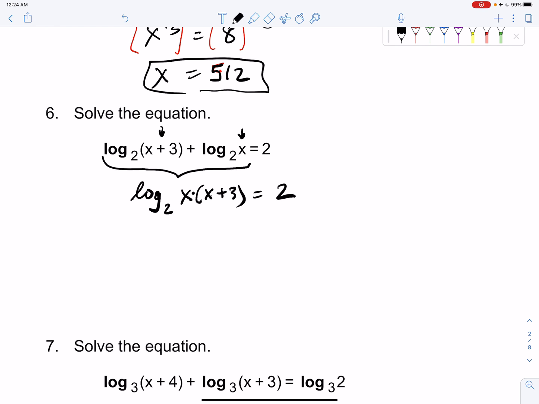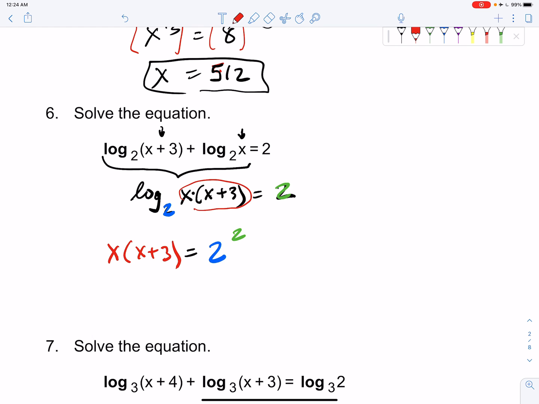Okay, now at this point, the way I like to do this is just to remember back to the very first time we looked at logs, and that would be using the definition to convert this to an exponent. So what's the base? 2. Raised to the what power? 2. Equals what? Equals the argument. So this is just x times x plus 3.